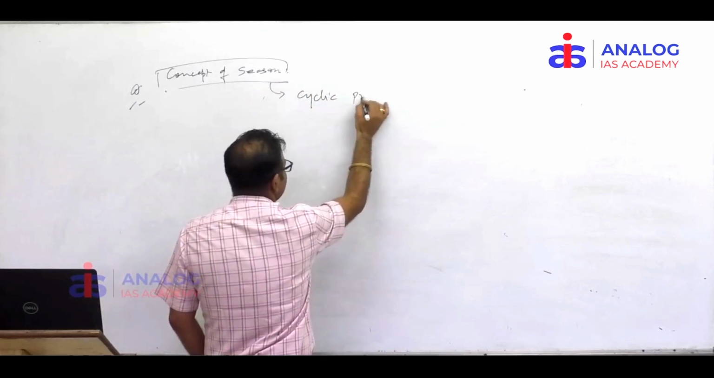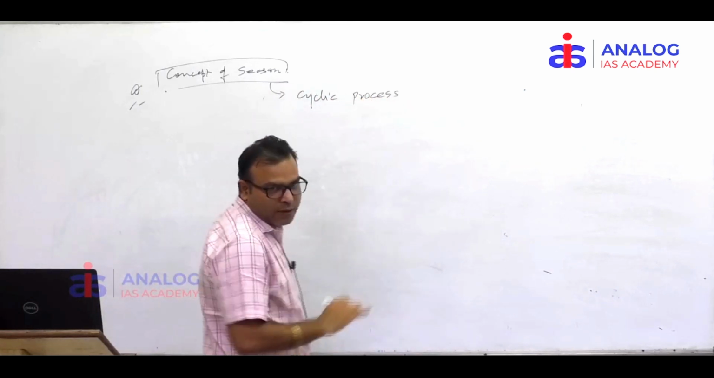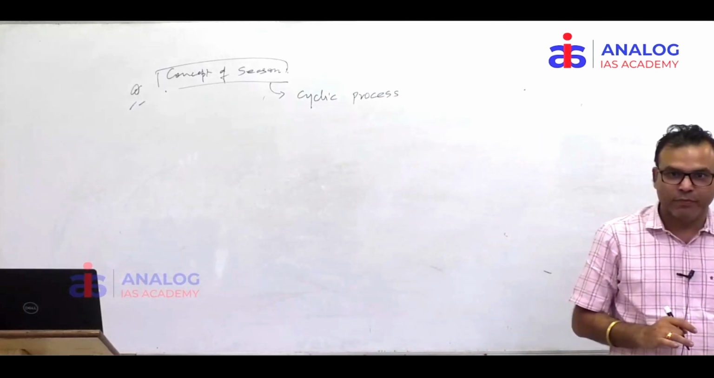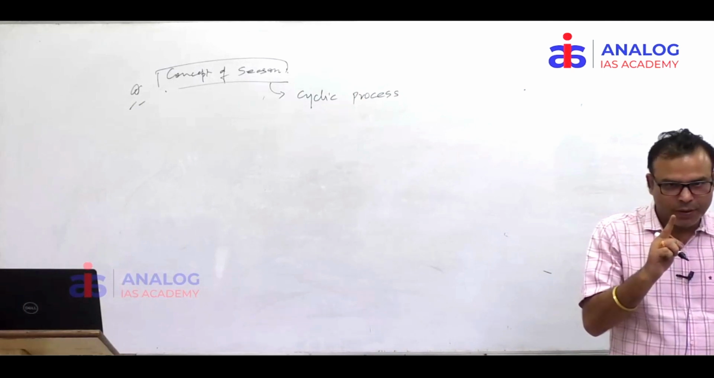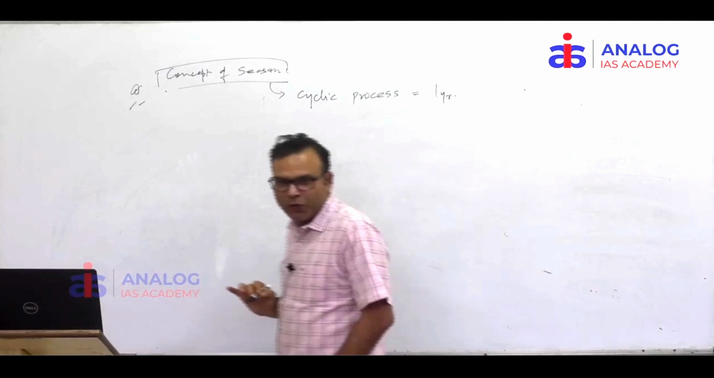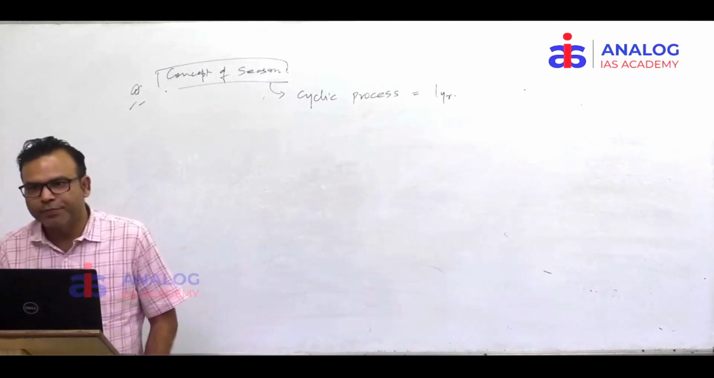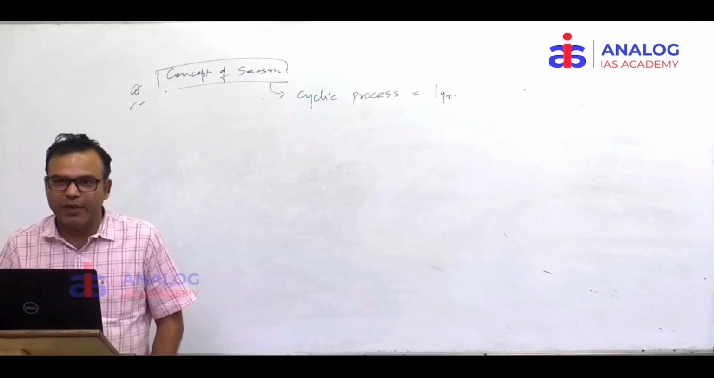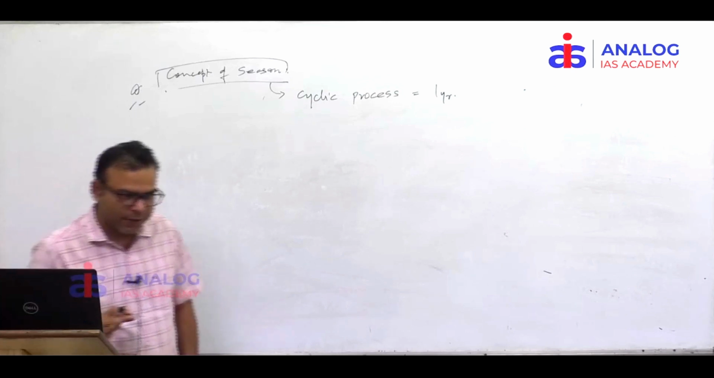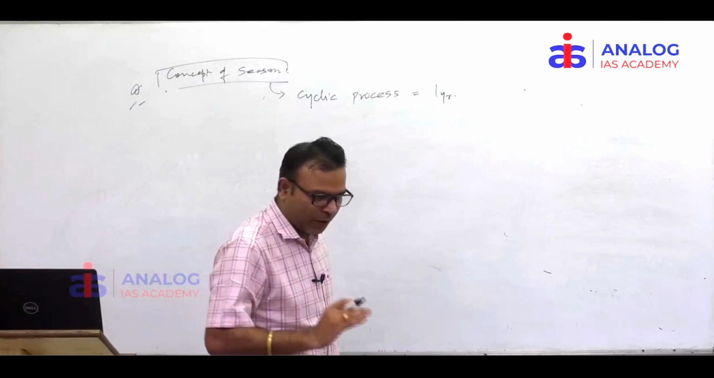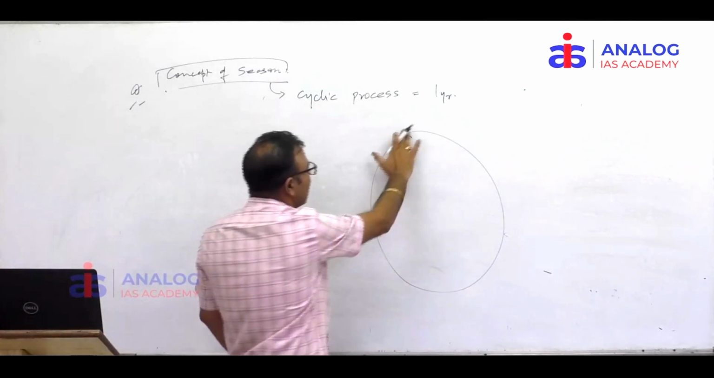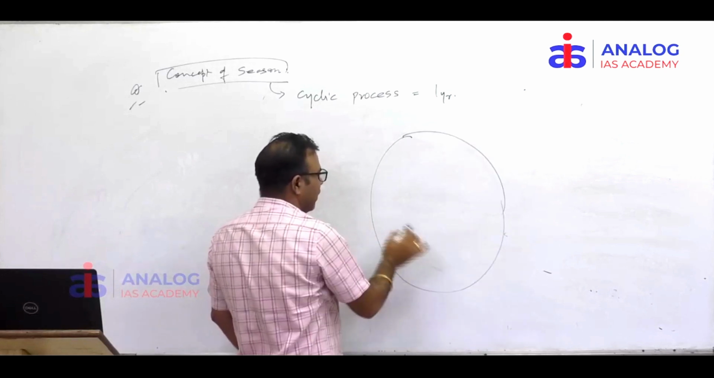Which process? And the cycle will complete in how much time period? 1 year. It's a cyclic process consisting of duration of every place on the earth. The same situation will arise after a gap of 1 year. Season is a cyclic process and a cycle of 1 year period. And let's see, make a cycle.